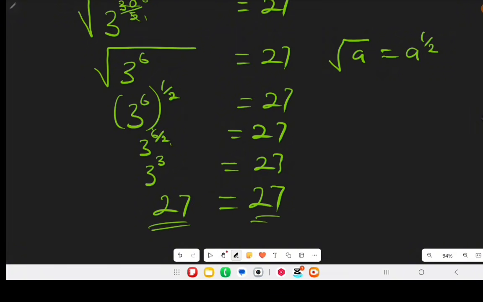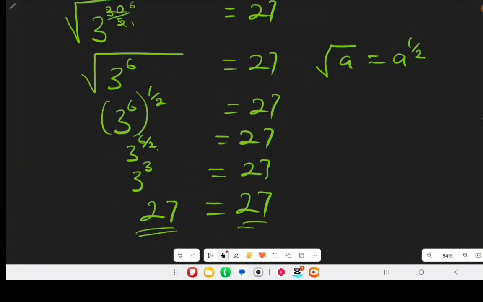The answer is correct, super correct, which is 27 is equal to 27, meaning the left hand side is equal to the right hand side. So our answer is correct.